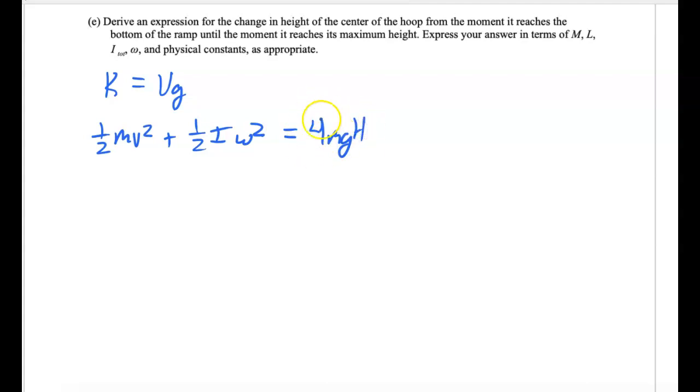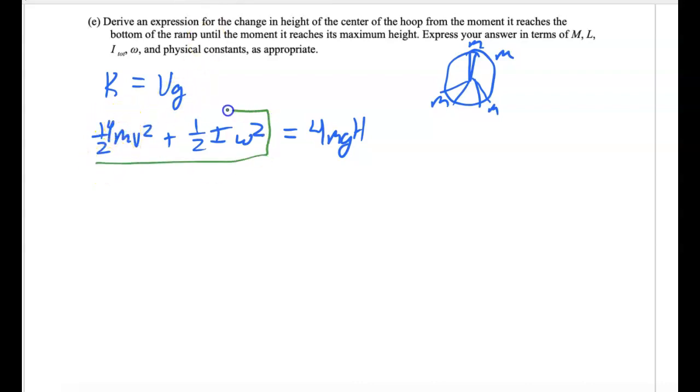Now, why is there a 4 in front of the m? It's because our circle has a mass of m, so our hoop, and then each one of these spokes also has a mass of m. And so because of that, we need to put in 4 for that. In fact, we also need it right here. So it's 1/2 of 4 mv squared plus 1/2 I omega squared is equal to 4 mgh. You get 1 point for having the two kinetic energies separated at this point.